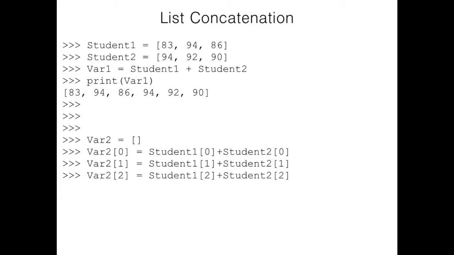If you actually want to add the values between the 2 lists, you should add individual values. Just like the example showing in the following, first of all you create an empty list called var2, and then item number 0 in var2 equals item number 0 in student1 plus the value of item number 0 in student2. So you need to be very careful about the addition. So the addition means joining the 2 lists, not adding the value of each individual list.